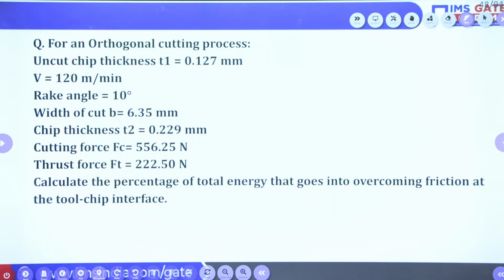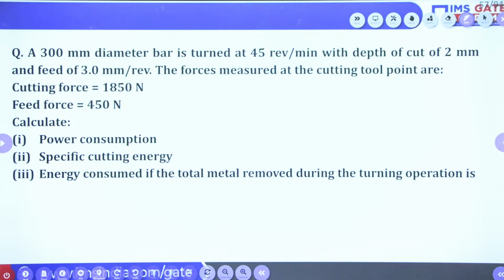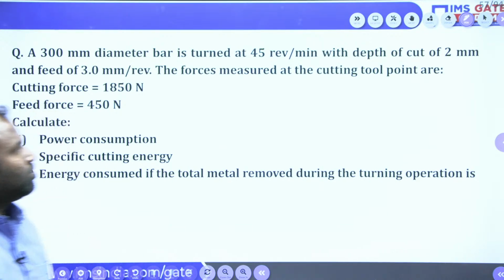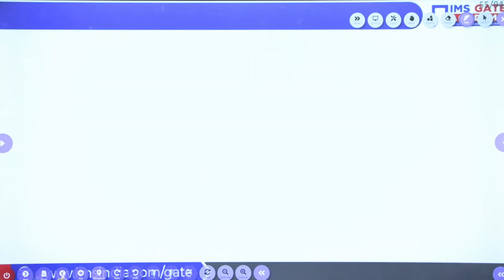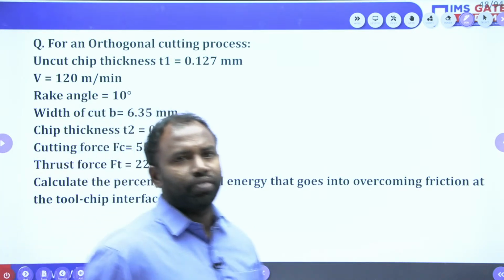Have a look at this question, guys. Not this question. Have a look at this question, guys. We'll go for the previous question only. Have a look at this question, then we will go forward. Next question we will solve.